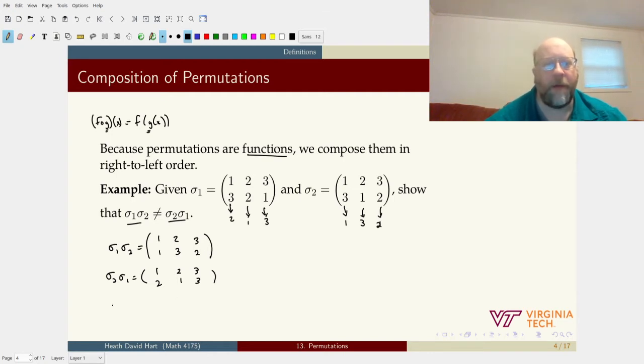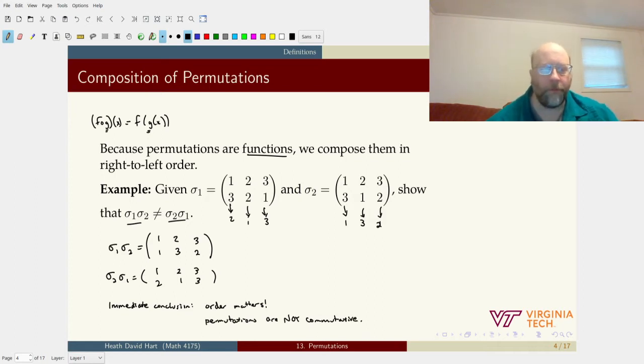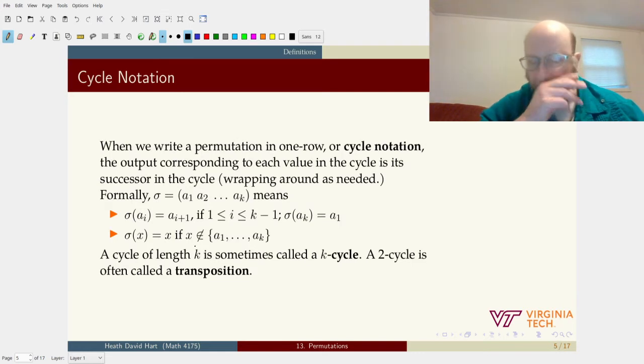And so one of the things we immediately notice, an immediate conclusion, is that the order of permutations matters. Permutations are not commutative. So that's what we get from this exercise here, a demonstration that permutations are not commutative.